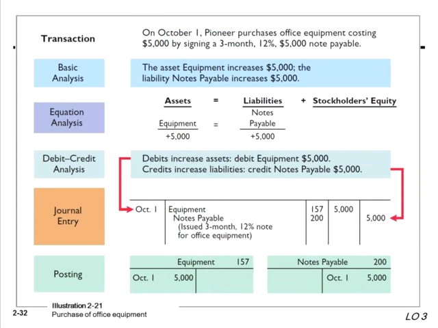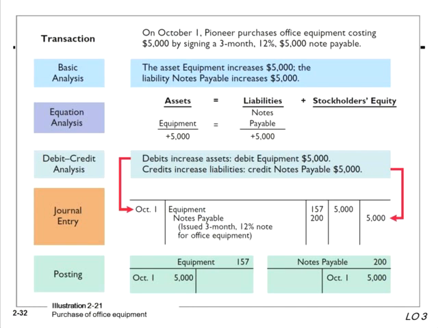The next transaction on October 1st, Pioneer purchases office equipment costing $5,000 by signing a 3-month 12% note payable. So this isn't an accounts payable. If it was an accounts payable, it would say on account. It's a note. So they are going to sign an agreement that says they will repay the $5,000 at the end of 3 months plus interest at a rate of 12%.